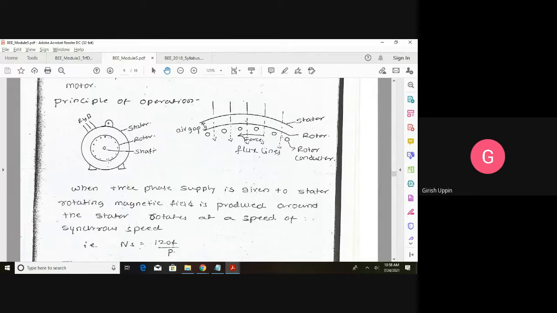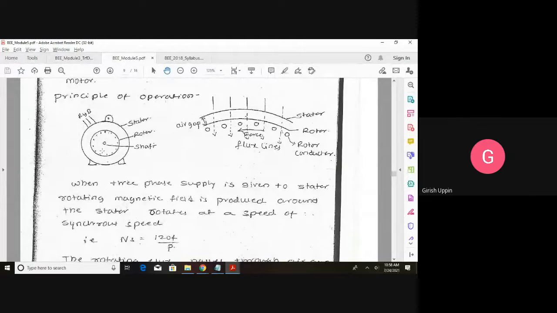When it catches up to the synchronous speed, there will not be any change in the magnetic flux. But that condition will never happen. There will always be a little bit of speed less than the synchronous speed. It will rotate with a speed less than the synchronous speed. That difference is called the slip. Suppose the synchronous speed is 1500 rpm, maybe this rotor will rotate with a speed of 1440 or 1450 rpm. So that is how the induction motor operates.